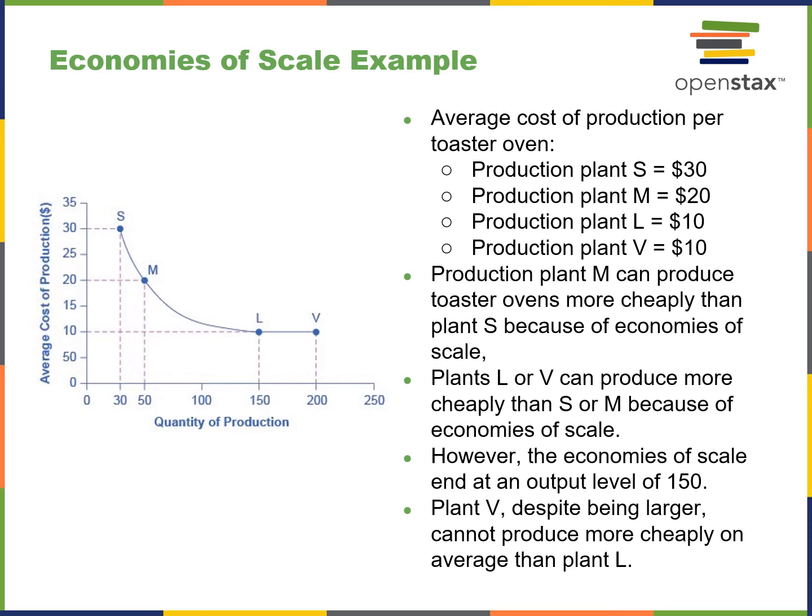So basically, if the product is toasters, clearly plant M can produce more cheaply than plant S because of economy of scale. However, the economy of scale's end output is at 150, so plant V, despite being larger, cannot produce more cheaply than plant L, and that's basically because there's a diminishing return on economy of scale.